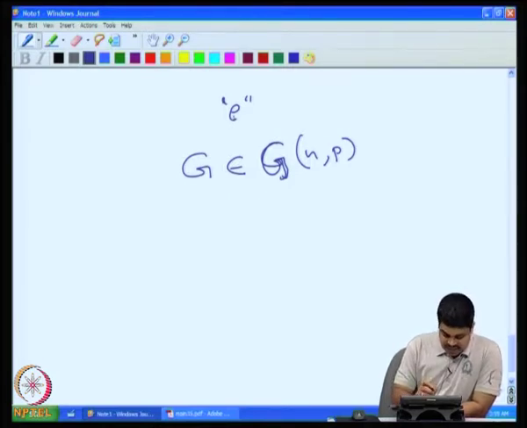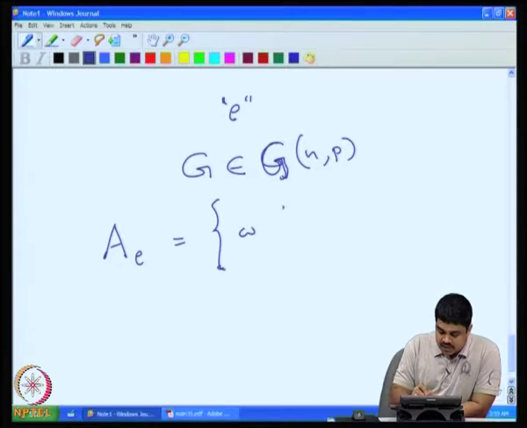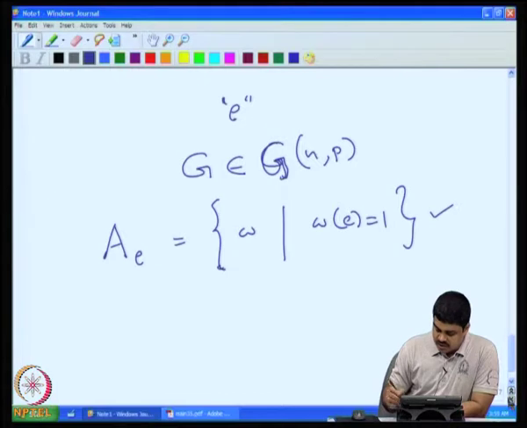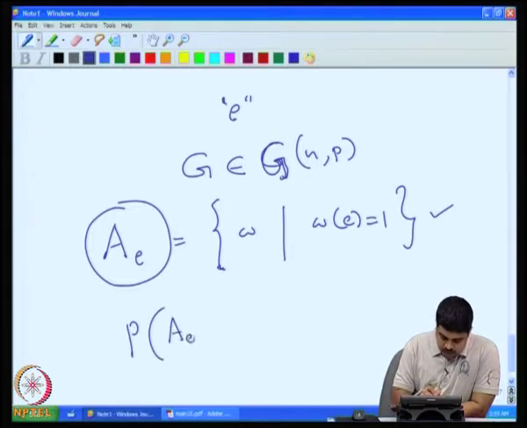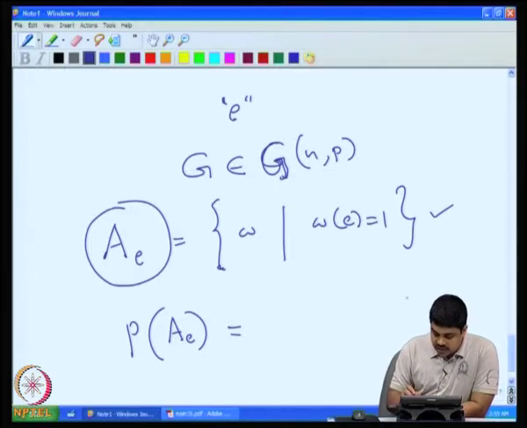If this E is present, this event can be written as AE. We are interested in the probability of the event that E is present in the graph. Essentially, these are all those graphs with E as an edge, or all those strings omega such that omega E is equal to 1, right. So, all those functions such that omega of E is equal to 1, if you take it as a function from the edge set to 1 or 0. And the probability of AE can be calculated as follows: E has to get the value 1, which happens with probability p. For any other edge, it can be 0 or 1, right. Therefore, the probability there is 1. So, 1 into 1 into 1, like that.